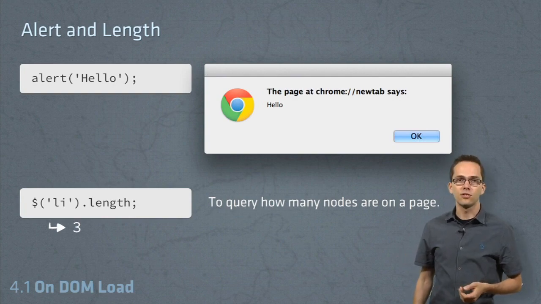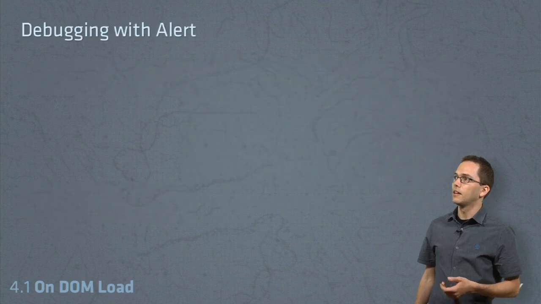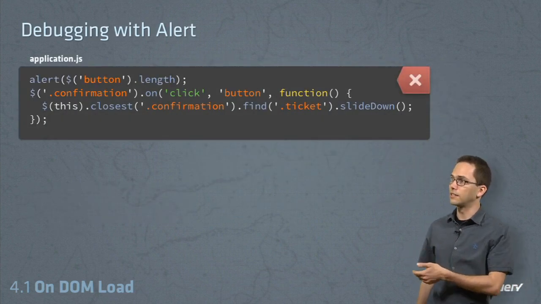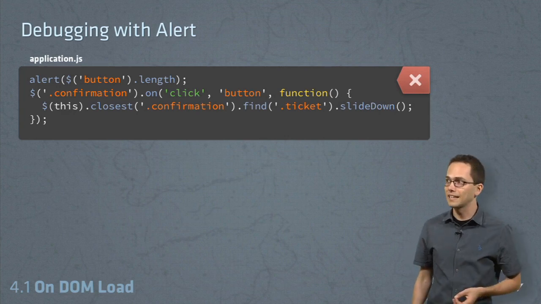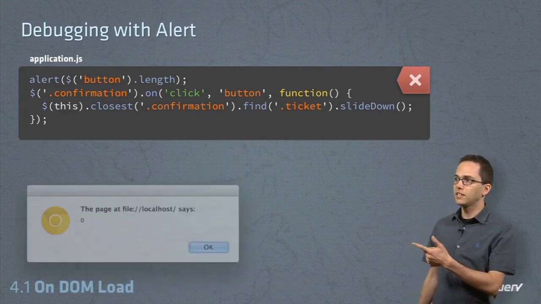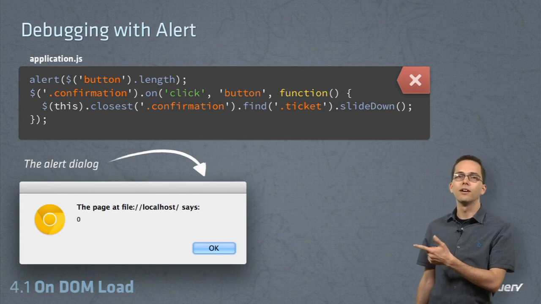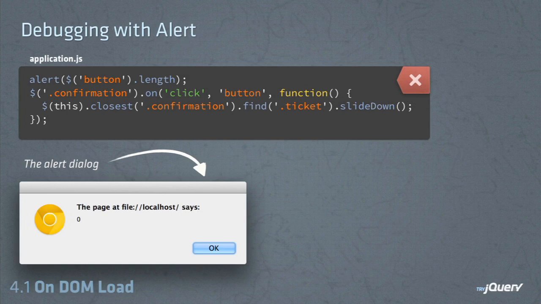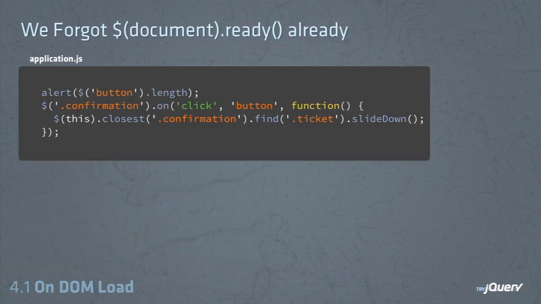We can combine these two to see if there's any buttons on the page when this alert gets run, right? So we fetch the buttons and call .length. Oh, what we found here is that it's 0. Oh, so it's not finding any buttons. That's probably because we're not wrapping this code in a DOM ready function. So let's go ahead and do that.